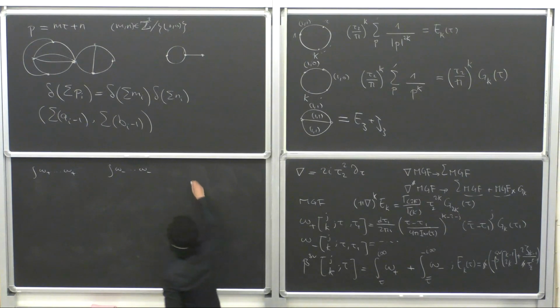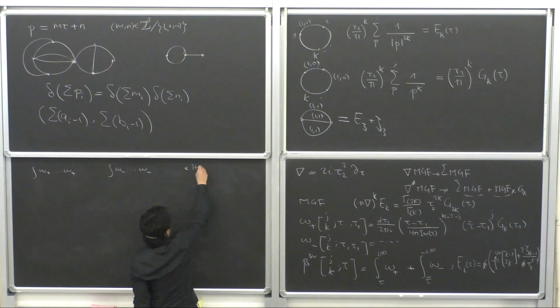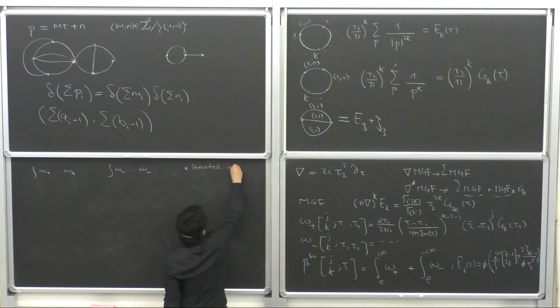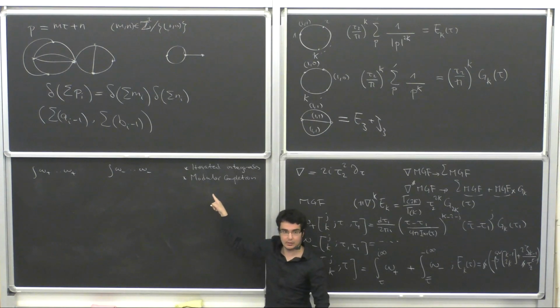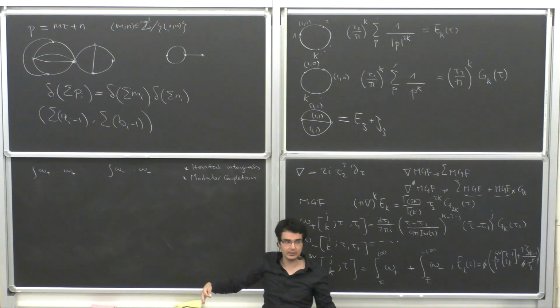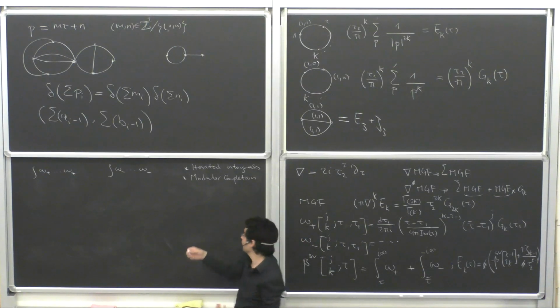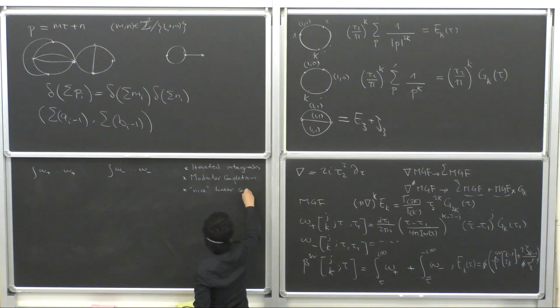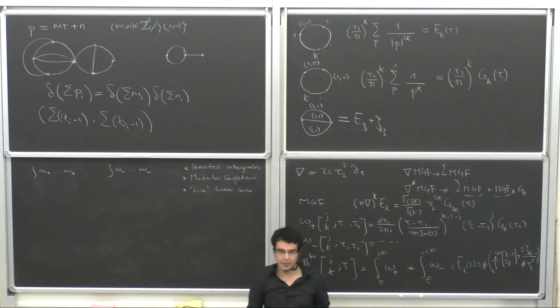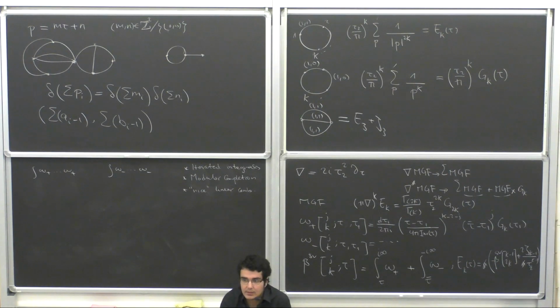So these are the steps. Make iterated integrals. Find modular completion. Then after doing that, you have some things that you don't want, so somehow throw them out. Somehow find some nice linear combination that mods out all these cusp forms and everything that is unnecessary and you don't want.